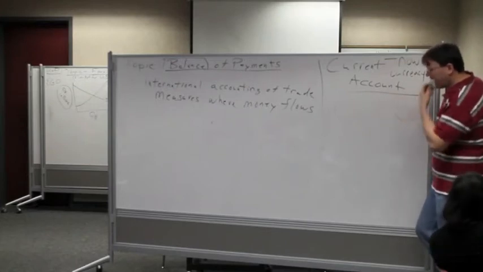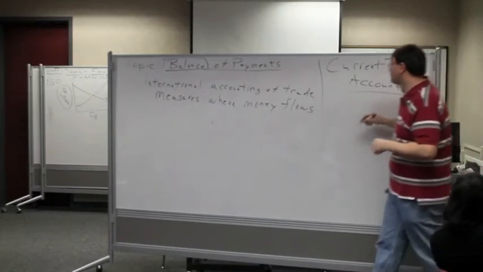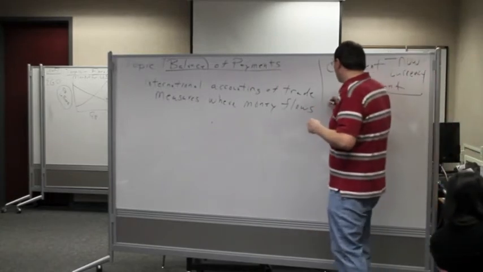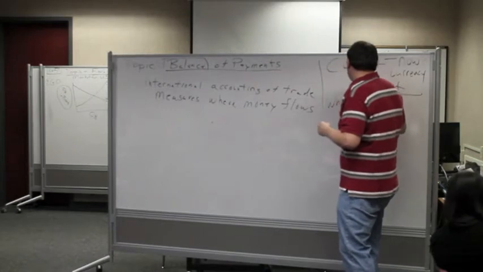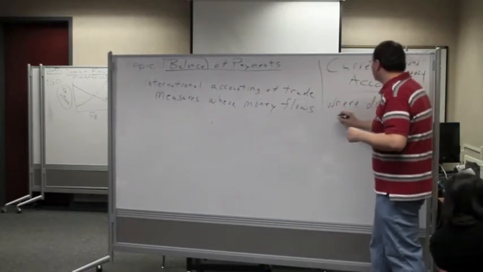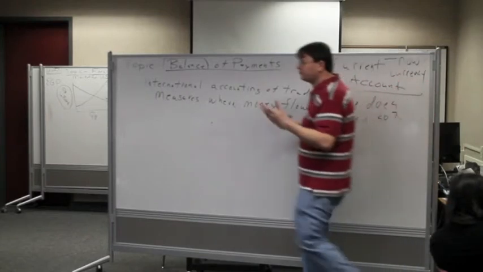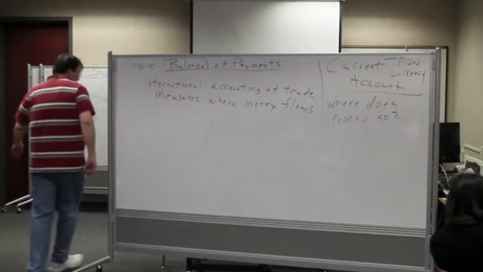So the way the current account is measured is basically this. Where does the money go? And that is what we call the current account. It helps answer this question by measuring where money flows around the country.